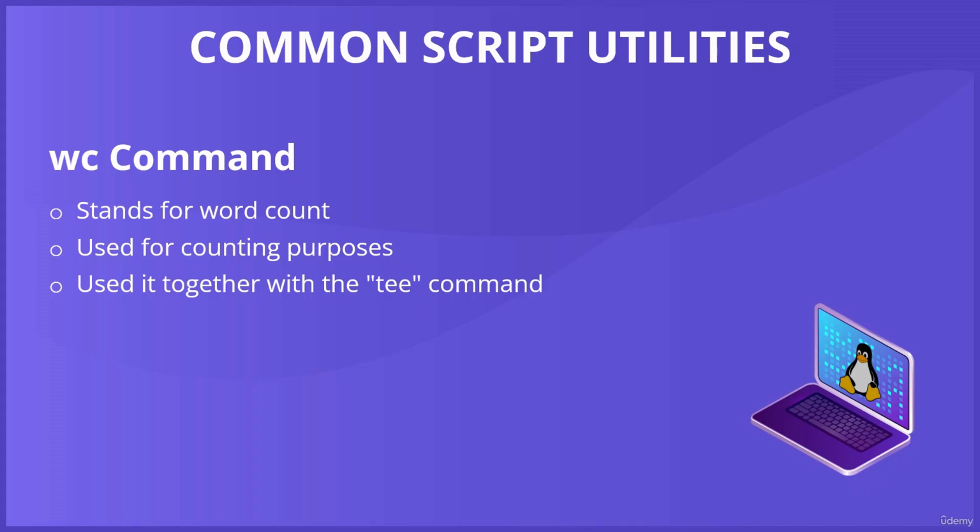So it's going to display a 4-column output. The first column shows the number of lines found in the specified file. The second column, the number of words in the file, and the third column is the number of characters in the file. This fourth column is the file name given as argument.